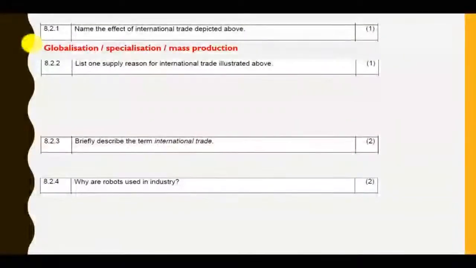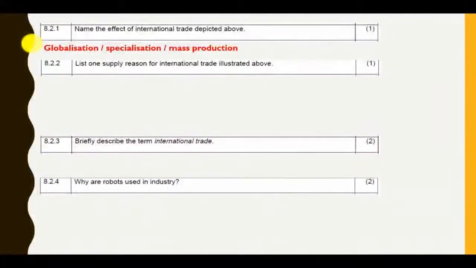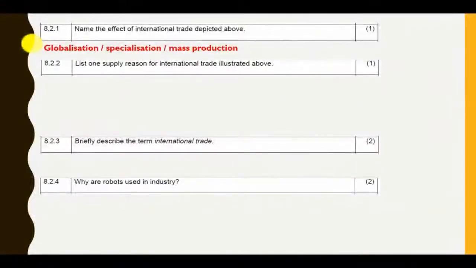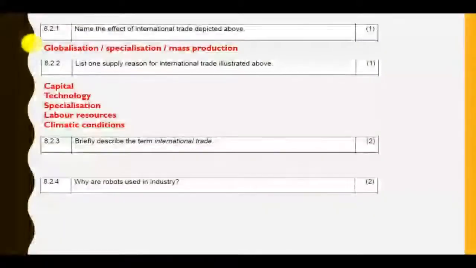Right, the next question: list one supply reason for international trade illustrated above. Grade 12, your supply reasons for international trade are all to do with production of goods and services. So these would be some of the answers you could have had: capital, technology, specialization, labor resources, and climatic conditions. Those are all supply reasons for international trade that we can link to this diagram.